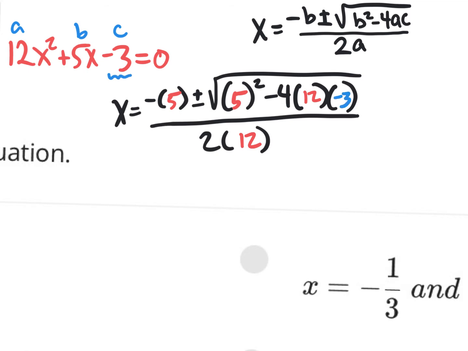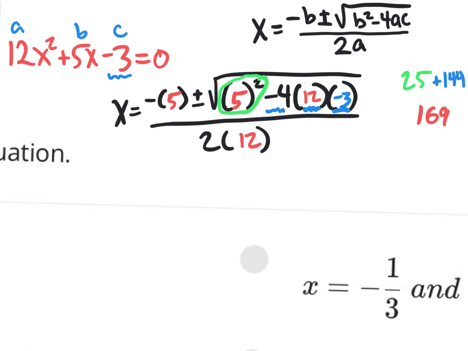Now let's do the math. It's good to start with the discriminant, the value inside the square root, and begin with the exponent. 5 squared is 25. I'm going to jot that down on the side. Then I'm going to multiply -4 times 12 times -3, and you could use a calculator for that. That will be positive 144, so plus 144, still inside the square root. When I add 144 plus 25, my discriminant is 169, which is a perfect square number.